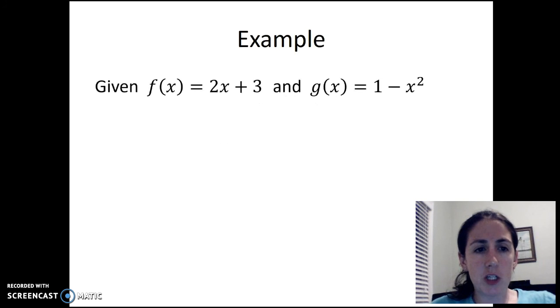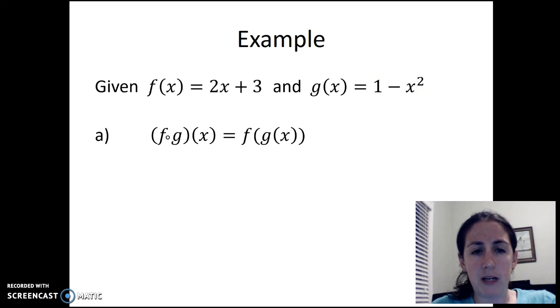Let's take two new functions and do another example. We'll take f of x as 2x plus 3, and g of x is 1 minus x squared. Remember your order of operations, exponents come before subtraction, so we're going to square whatever this is before we subtract it. So we'll start by doing f composed with g at x, which is f of g of x.